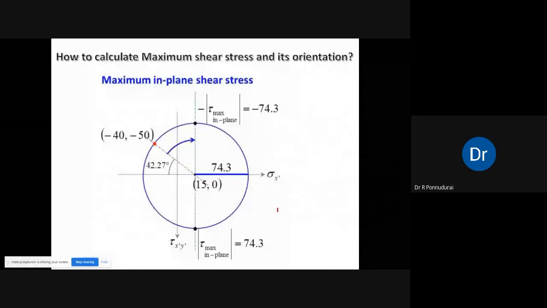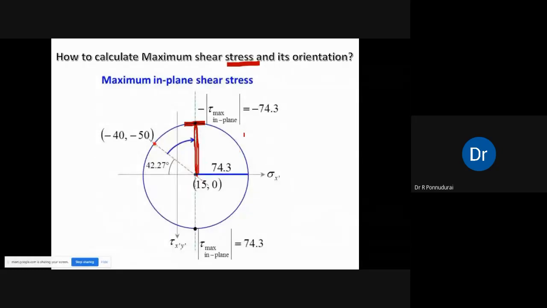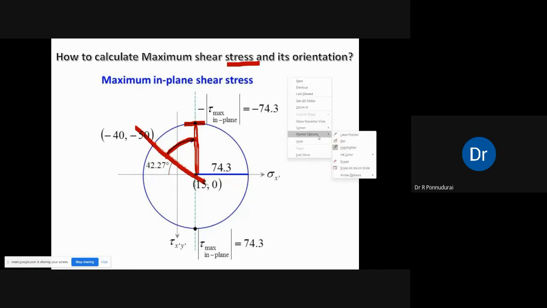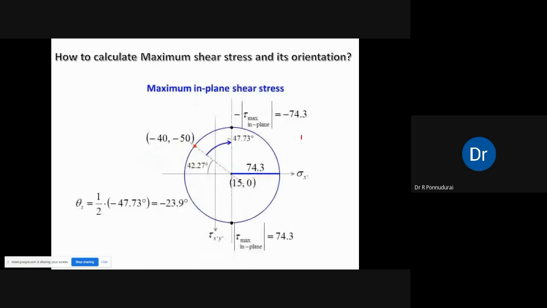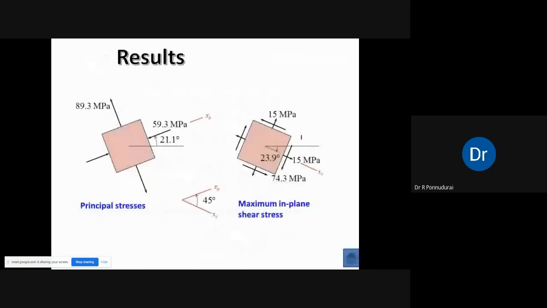So how to calculate the maximum shear stress and its orientation? This is the point of maximum shear stress, the absolute maximum. Its orientation, this is the theta is equal to 0 degree plane. From here it is how much? So 90 minus 42.27 degree will be its orientation, theta S. So you can present the result in this way.